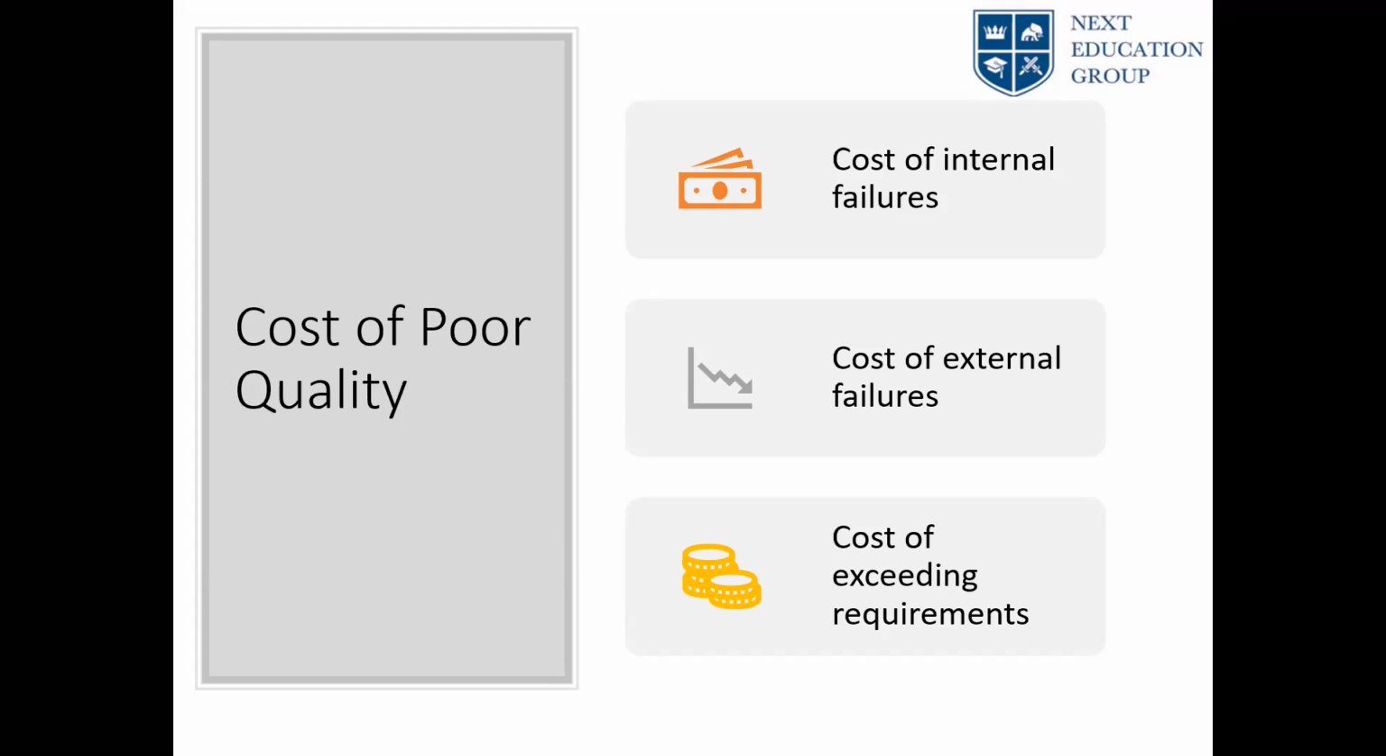That's what happens to the company. The company would have to take back that item, and the customer would be given a new item or it would be repaired at the company's expense. So that's a cost of external failure, right? The customer gets to know about it, complains, and then it gets replaced. Then the third cost of poor quality is the cost of exceeding requirements.